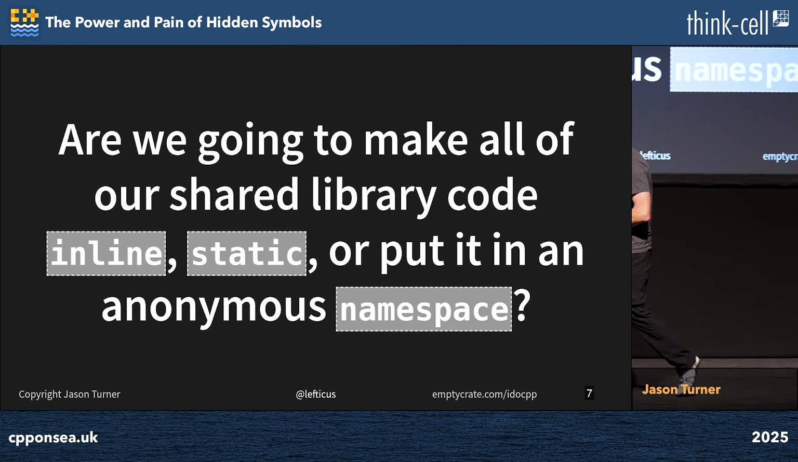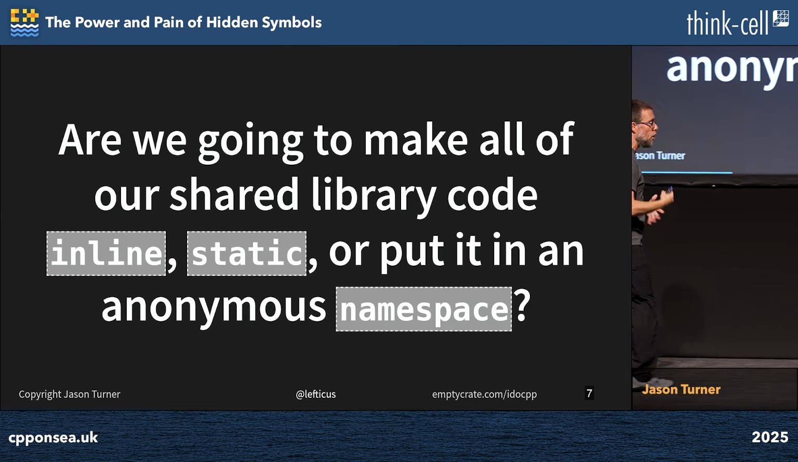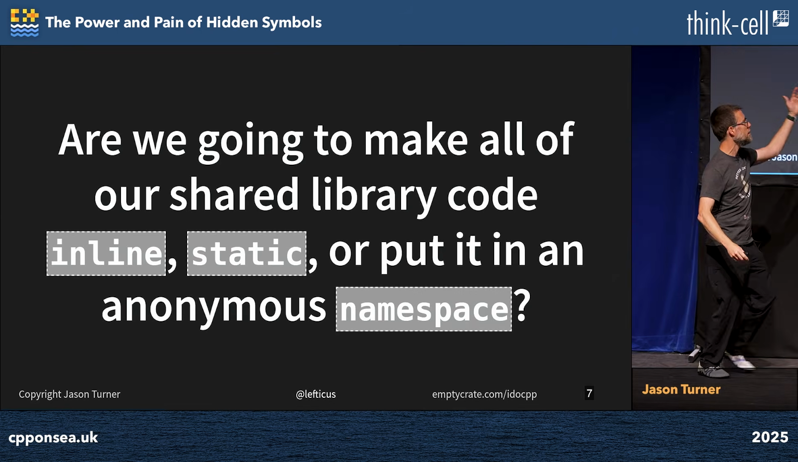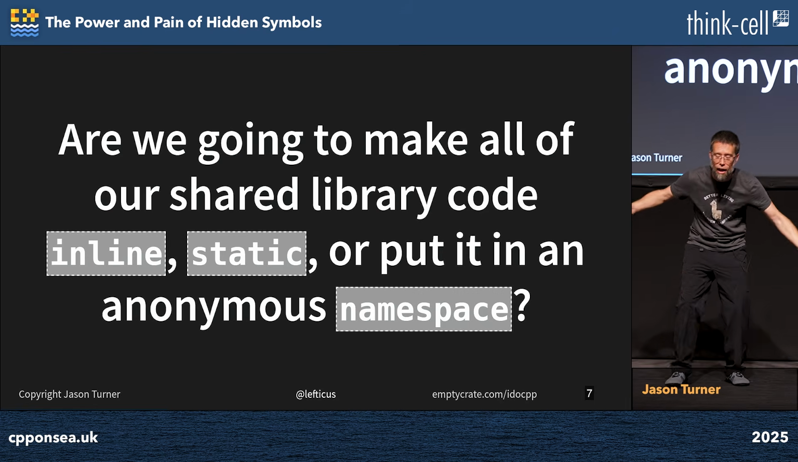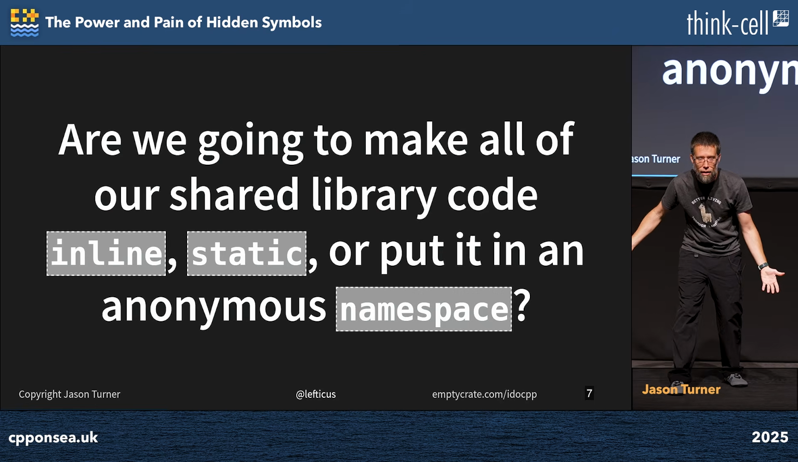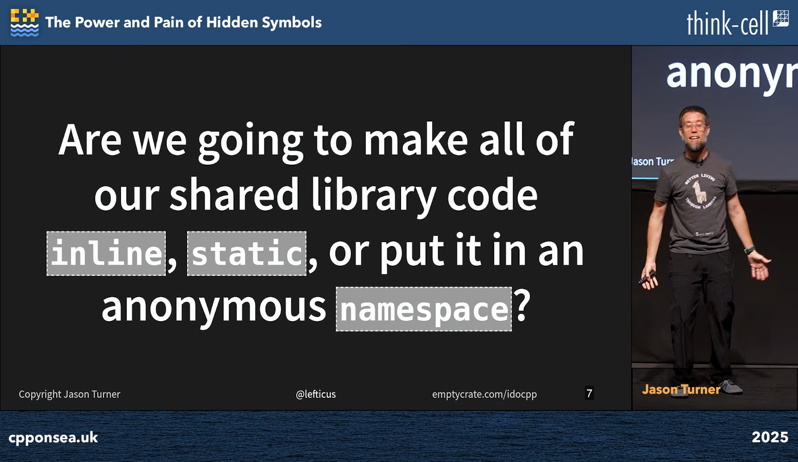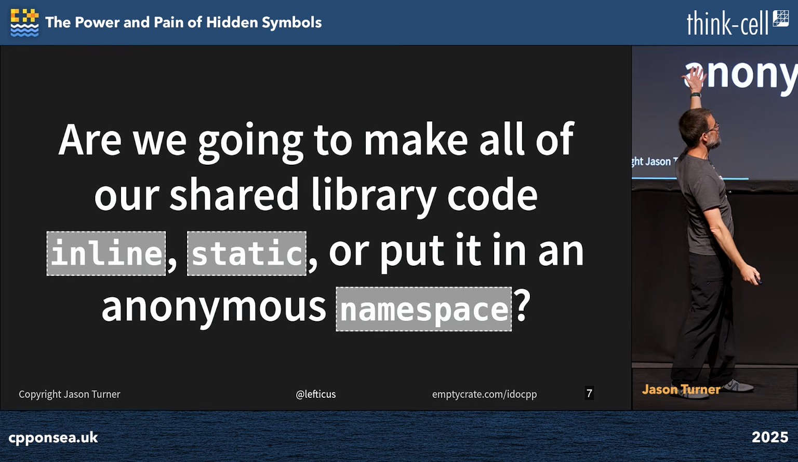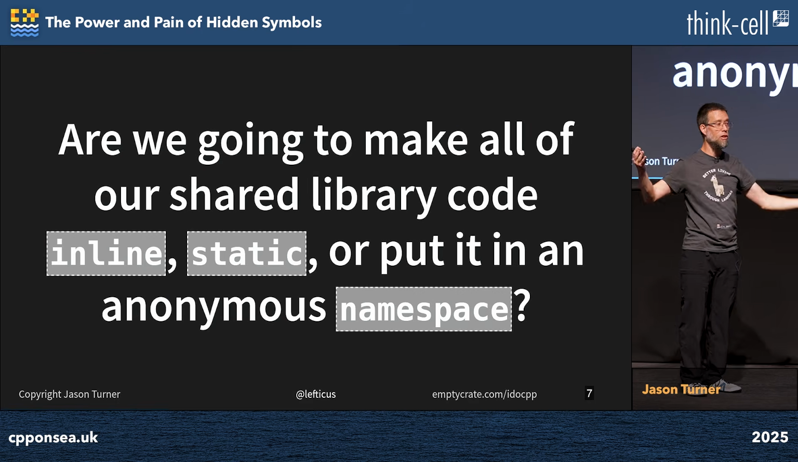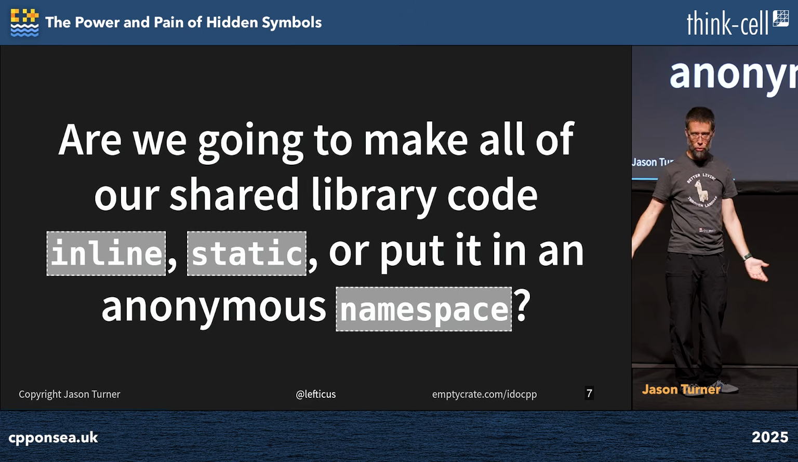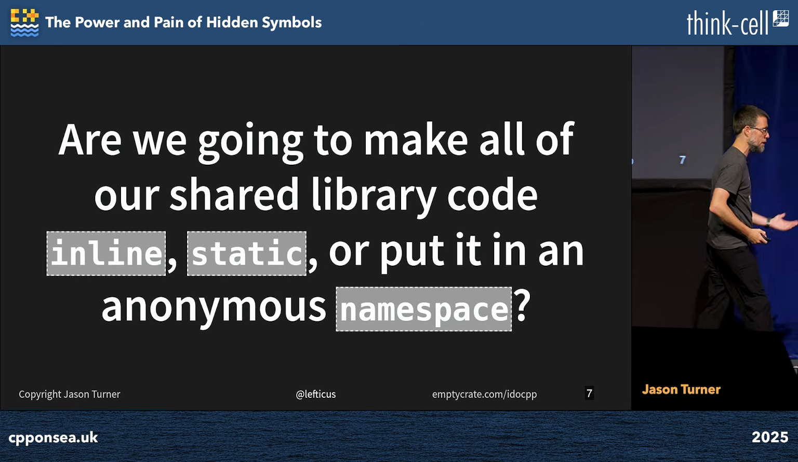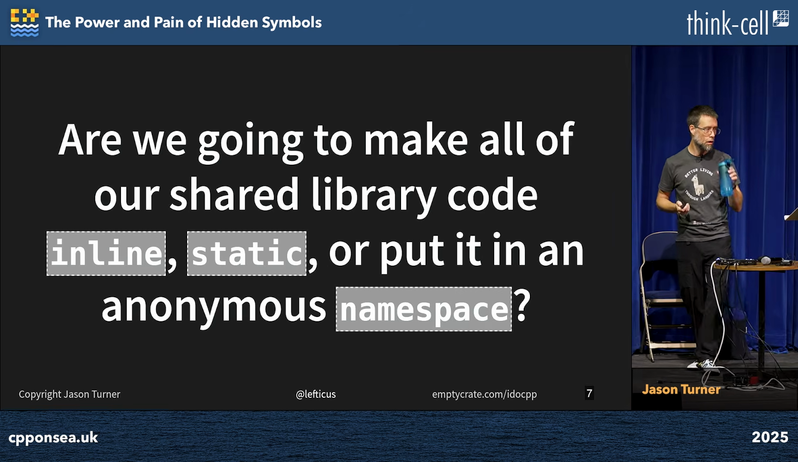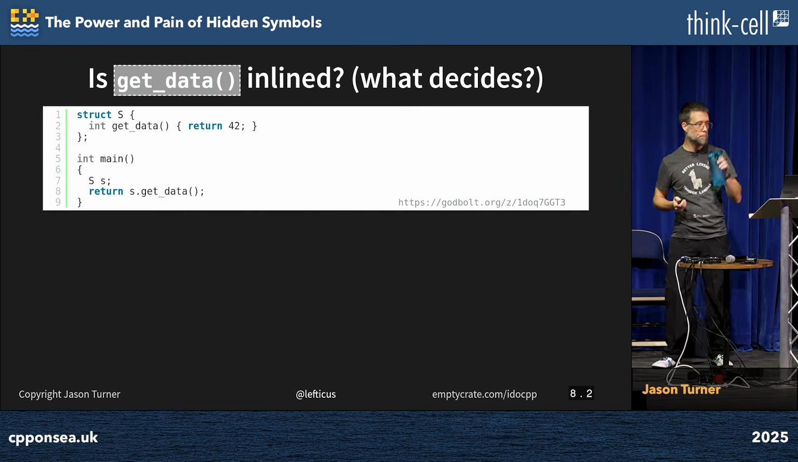Okay, so are we going to make all of our shared library code inline, static, or put it in an anonymous namespace? Why not? We're sharing. If I did this to all of the things in my shared library, I logically may as well have a header-only library, right? I want at least some of these symbols to be exported and visible.